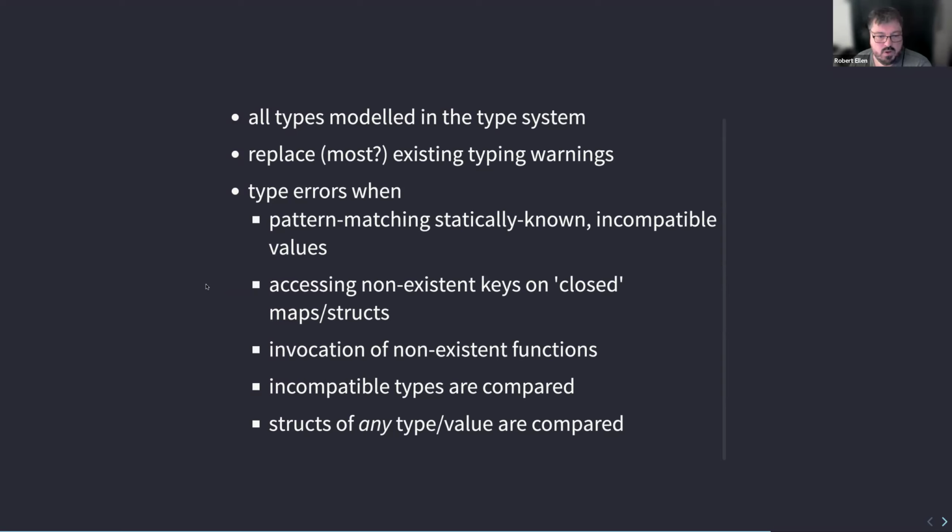We can see errors when there's invocation of non-existent functions, when we try to compare incompatible types, and when we try to compare structs, any kind of struct with any other term, even if it's a term that has exactly the same value.